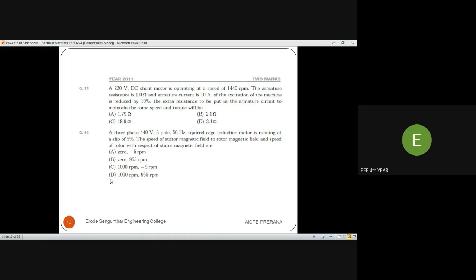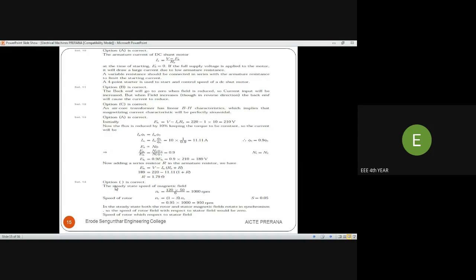Then question number 14. A 3-phase 440 volt 6-pole 50 hertz squirrel cage induction motor is running at a slip of 5%. The speed of the stator magnetic field with respect to the rotor magnetic field and the speed of the rotor with respect to the stator magnetic field are, there are four options here. The final solution is option B.